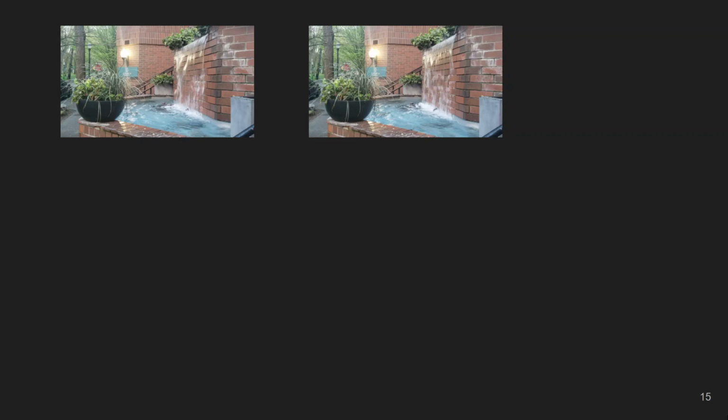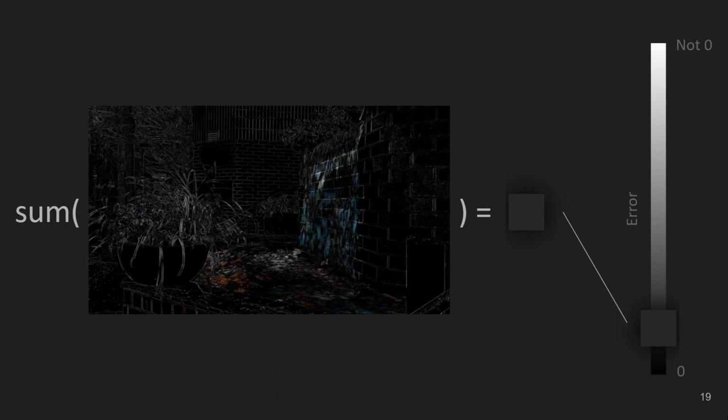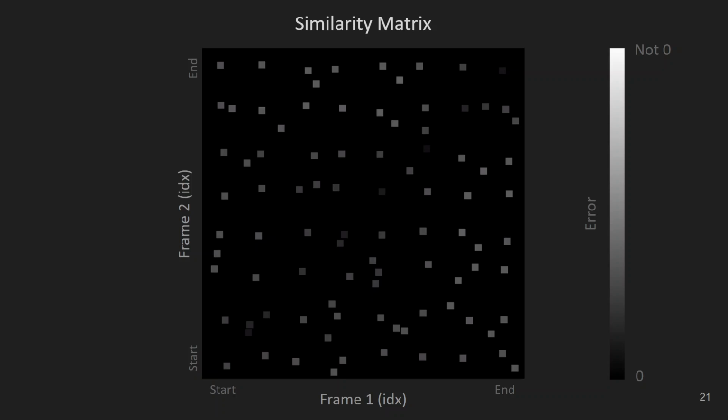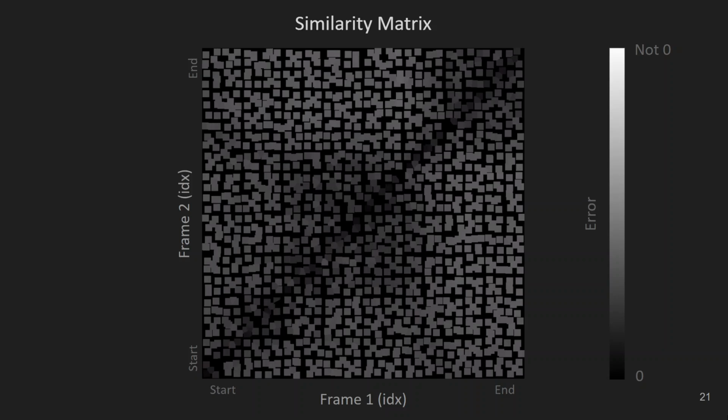In order to get the error between two arbitrary frames, we simply subtract the two frames from one another. Here's a visualization of that subtraction. To get the overall error between these two frames, we take the absolute value of the differences and sum them together. To visualize the similarity within the entire video, we take this summation and put it into this graph. Now we repeat this process for every possible pair of frames within this matrix, or until we have enough of a picture of what's going on.